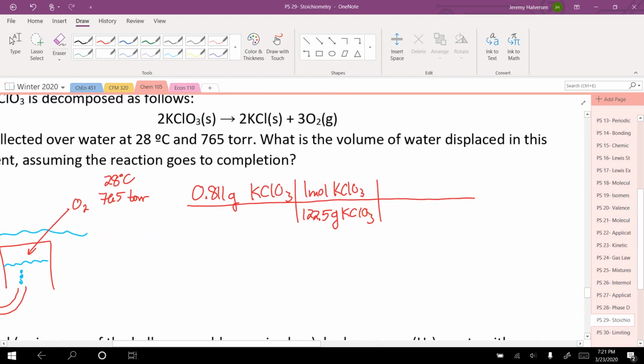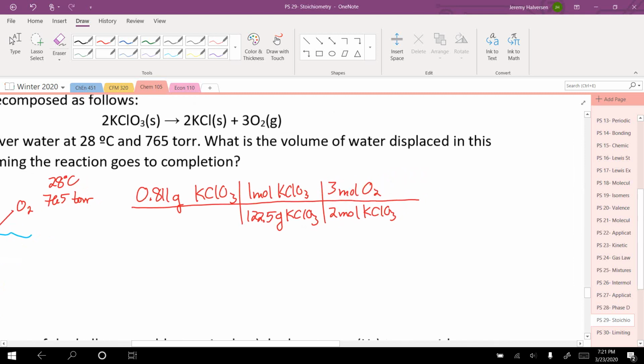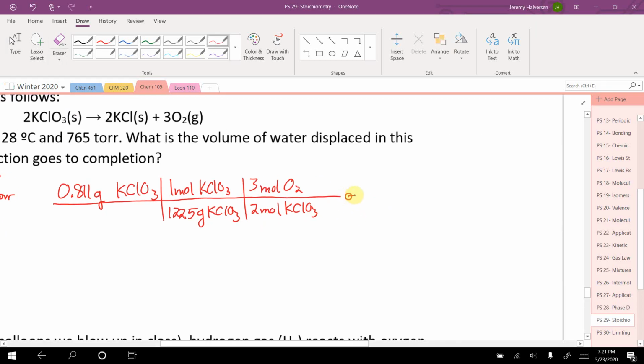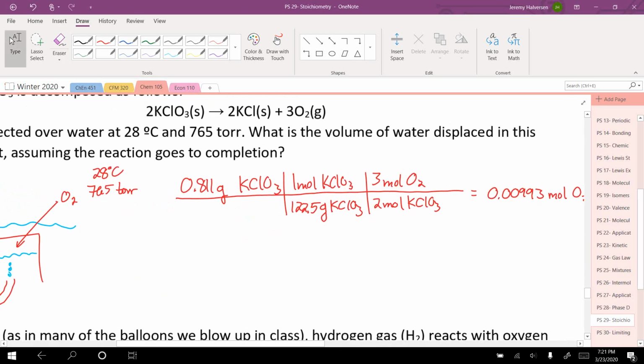Okay, and the reaction tells me that 2 moles of KClO3 gives me 3 moles of O2, which then tells me that I get how many moles of oxygen from that reaction? 0.00993 moles of O2. All right, so you might think now, I have a temperature, I have a pressure, and I have these moles, so I can find volume.